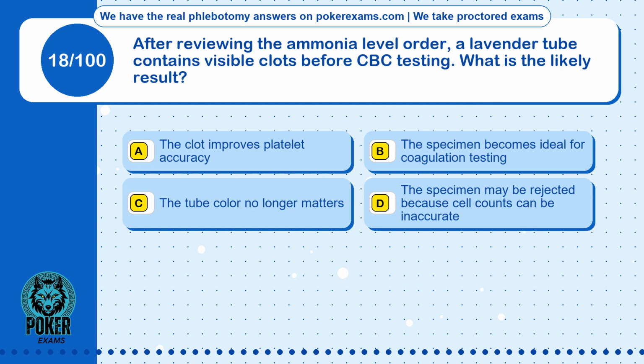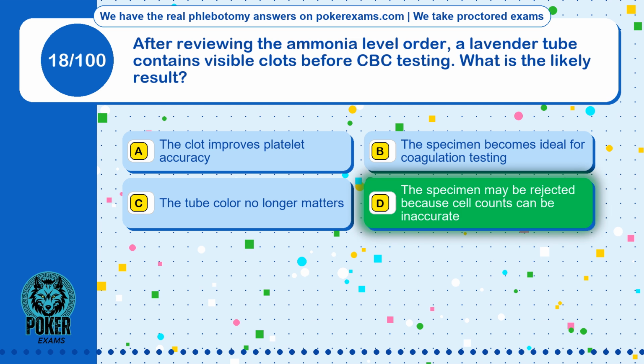Question 18. After reviewing the ammonia level order, a lavender tube contains visible clots before CBC testing. What is the likely result? Option A. The clot improves platelet accuracy. Option B. The specimen becomes ideal for coagulation testing. Option C. The tube color no longer matters. Option D. The specimen may be rejected because cell counts can be inaccurate.